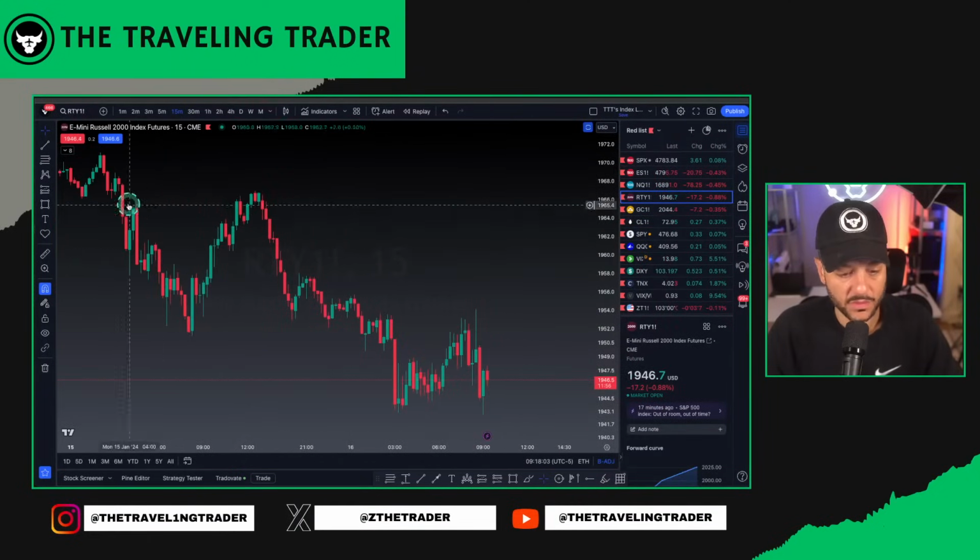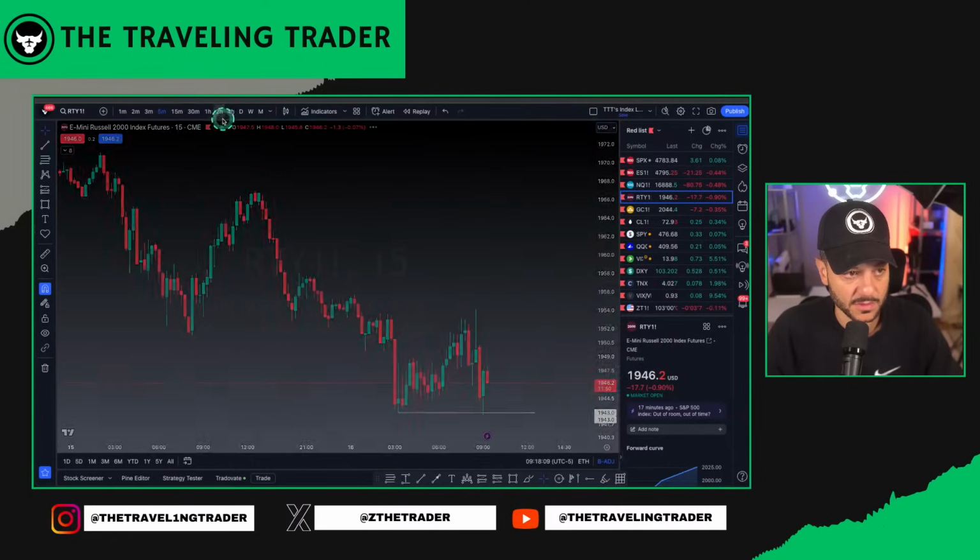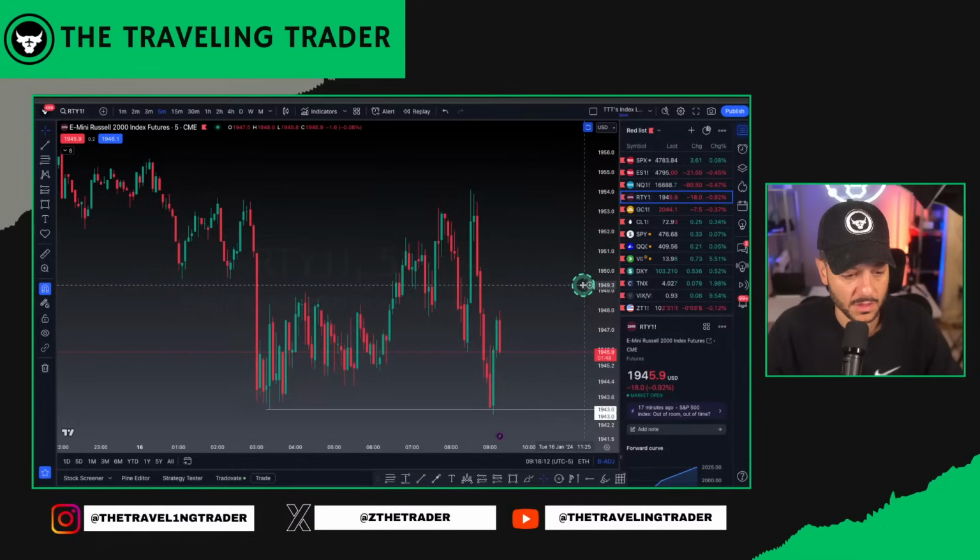Looking at the Russell might be the one that provides opportune trades here. Although I'd like to see this get taken out. So these relative equal lows here, I would like to see this get taken out first on the Russell.